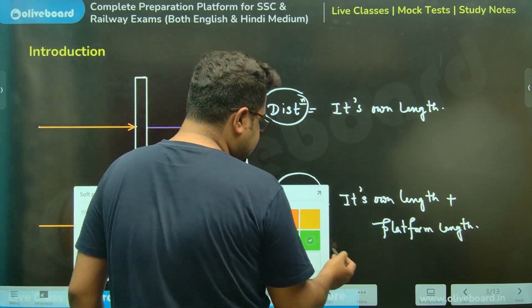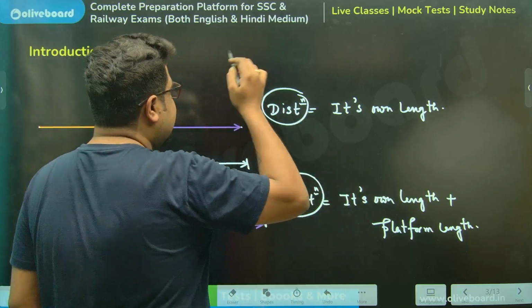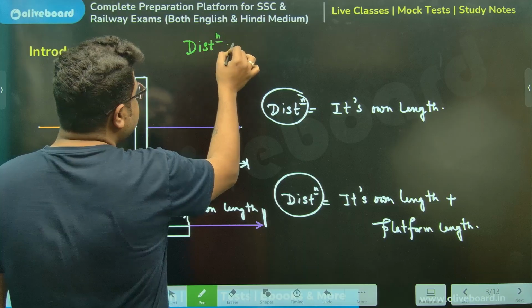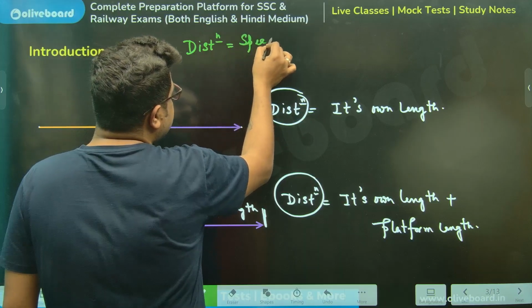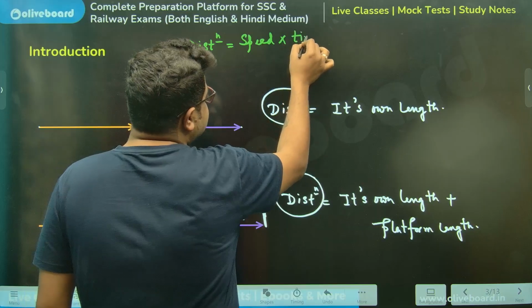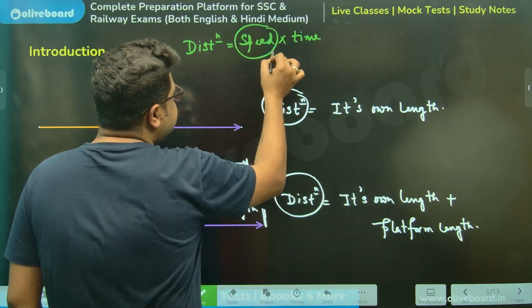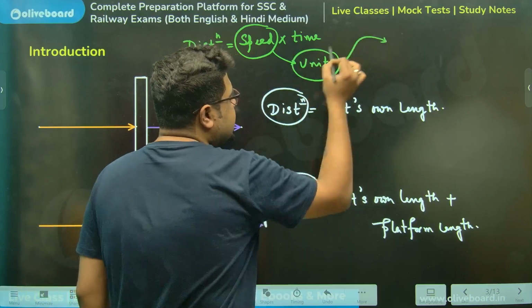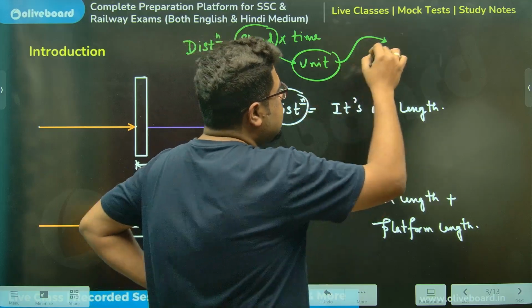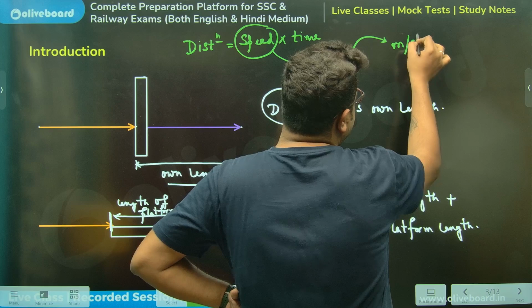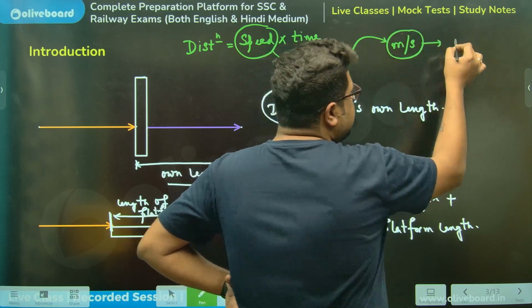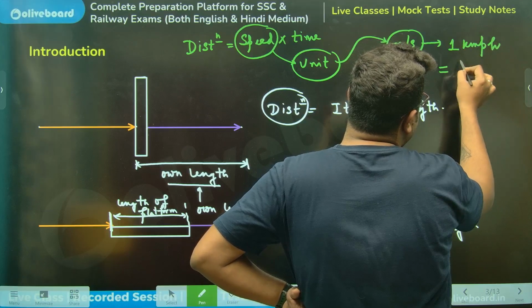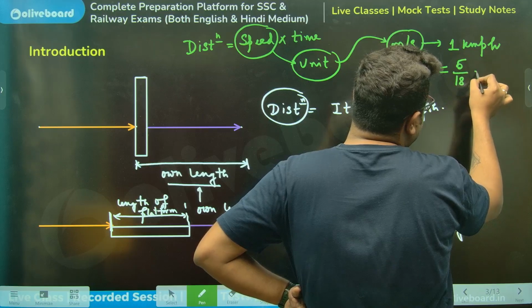The remaining concept will remain the same as the basics of time, speed and distance, meaning distance is equal to speed into time. Here, just a disclaimer: the unit of speed plays a very vital role. Most of the time, 99.99% of the times, you need to take this in meter per second. And how to convert from kilometer per hour to meter per second? 1 kilometer per hour is equal to 5 by 18 meter per second.